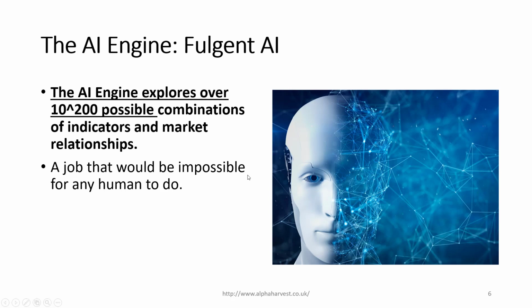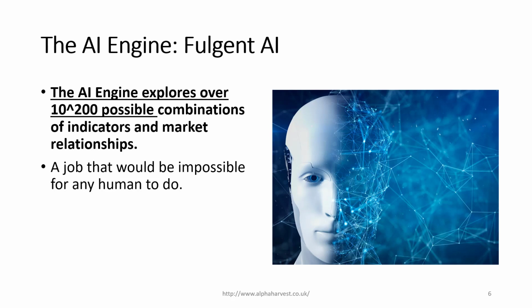Now, just to recap for those of you that don't know how the AI works, basically what the AI does, it tests 10 to the power of 200, for example, possible indicator combinations using all the technical indicators in the Metastock database. The Metastock platform has loads of them, hundreds of different indicators.